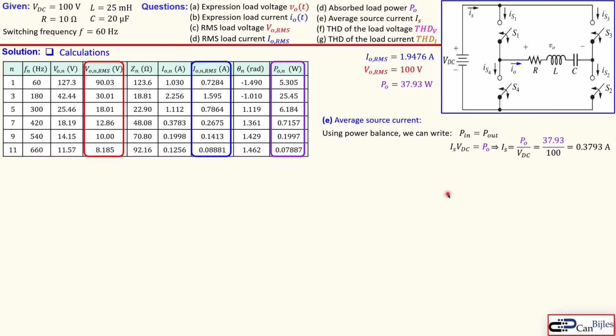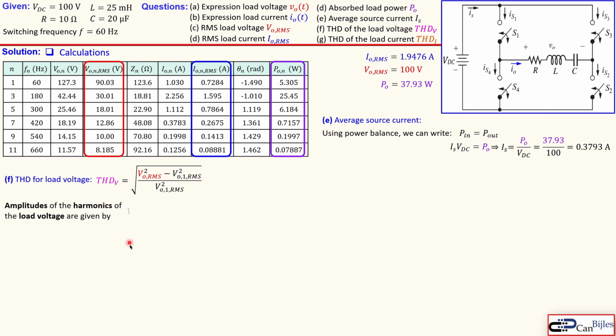0.3793 amps. Okay. For the THD of the load voltage, THD in general is given by this simple expression like so. So we have the RMS load voltage minus the RMS of the first harmonic of the load voltage, each squared, divided by the first harmonic of the RMS load voltage. Now actually we know these parameters. We only need the RMS load voltage and also the first harmonic of the RMS load voltage.